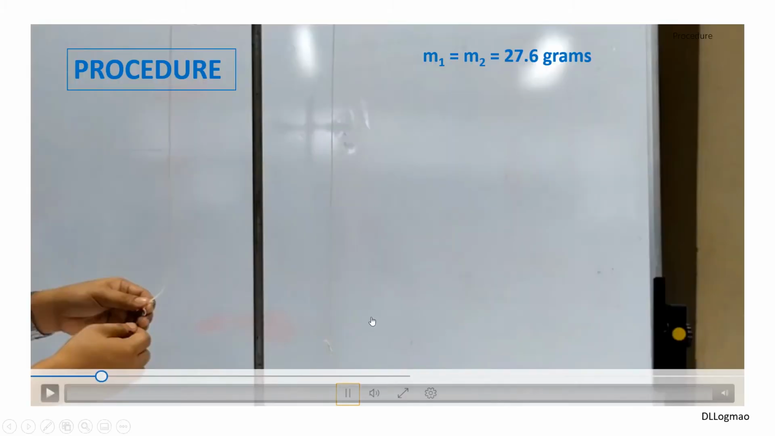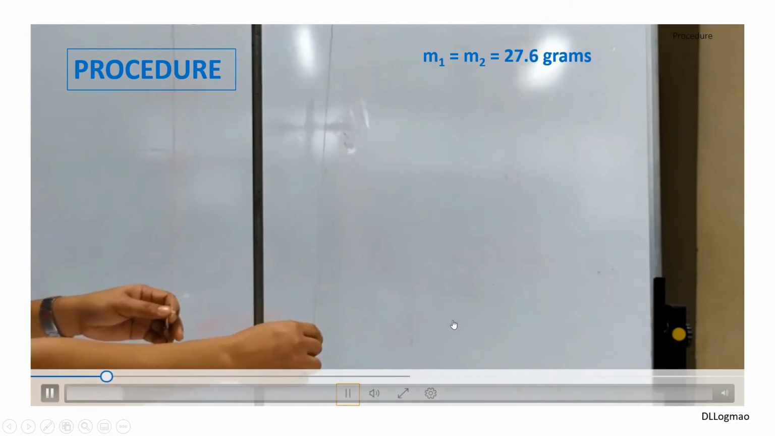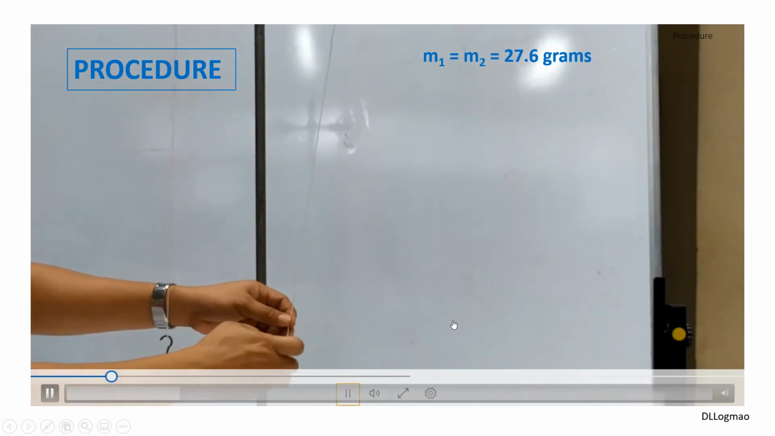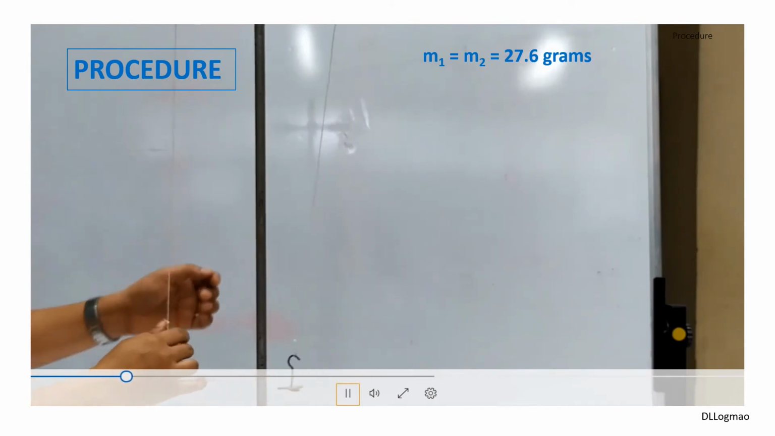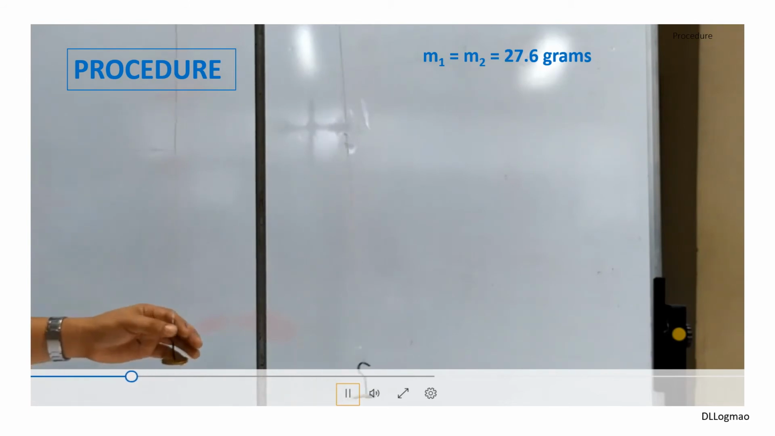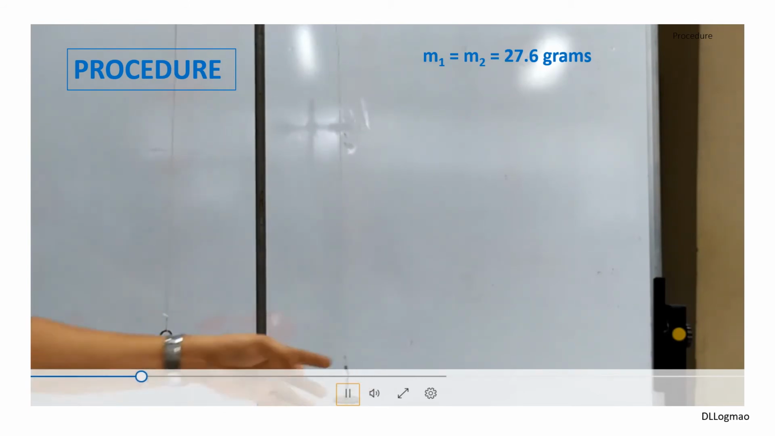When m sub 1 and m sub 2 of the same masses were hung at the ends of the thread passing through the smooth running pulley, none of the masses descend or move downward. Why? What could have caused this equilibrium? That is because the sum of the forces acting on the masses are equal.